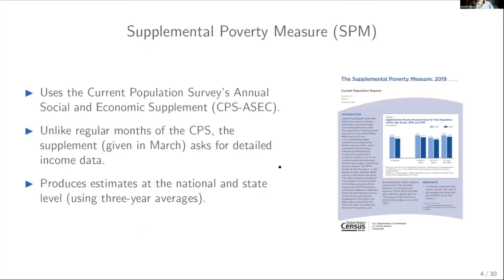In its official capacity, the supplemental poverty measure uses the Current Population Survey's Annual Social and Economic Supplement. This is one of the more popular surveys within the United States. Its supplement asks for very, very detailed income data that other surveys don't ask for. And the sample size of this survey is about 120,000 observations.